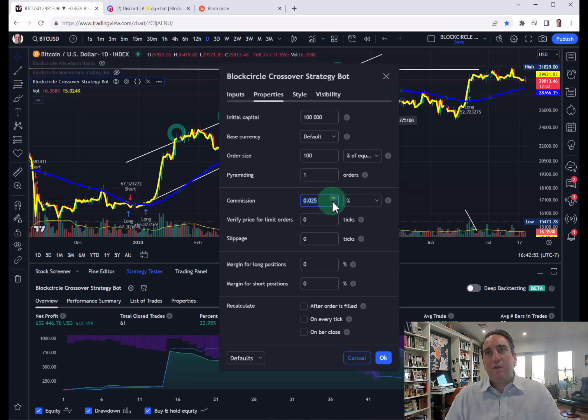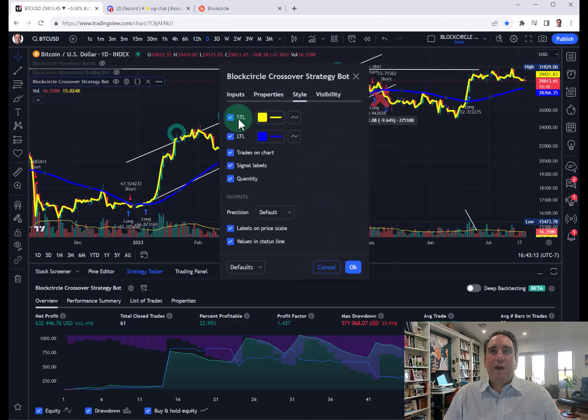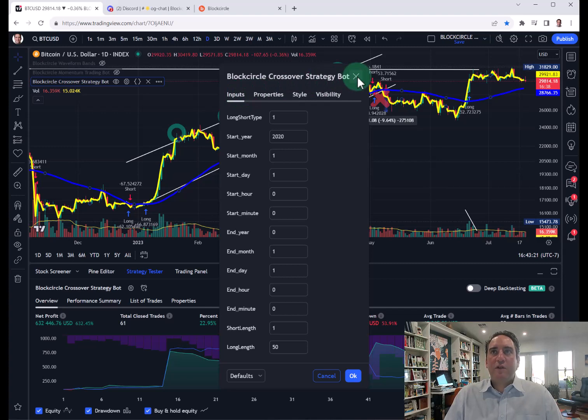a trade exit. So if you're opening a long or opening a short, you would incur some form of commission, and it varies by asset pair. And you can also specify specific slippage if you want. You can have margin for long positions where you're keeping some collateral aside, and then you can modify the recalculation parameters. And then, of course, you can modify the short-term length, the long-term length, whether or not you want to display the quantity. So that's the Blockcircle crossover strategy bot.